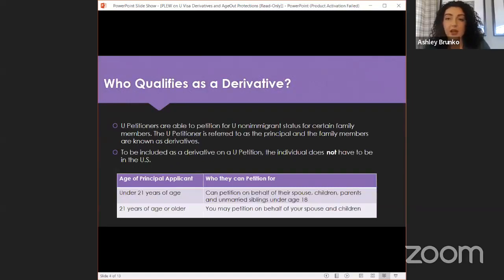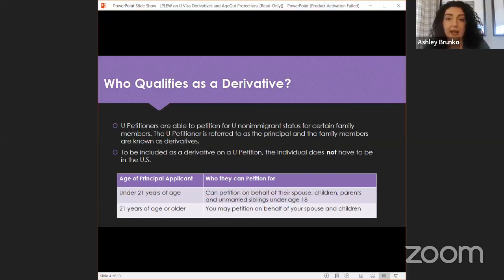U visa applicants are able to petition for non-immigrant status not only for themselves, but also for certain qualifying family members, regardless of whether that family member was the victim of that initial crime. The U petitioner is referred to as the principal, and any family members that are added to their application are known as derivatives. In order to be included as a derivative on the U petition, the individual does not have to be in the US. They can still be living abroad, which is somewhat different than the rules that govern derivatives for asylum applications.